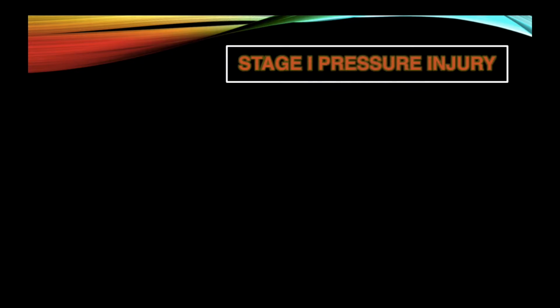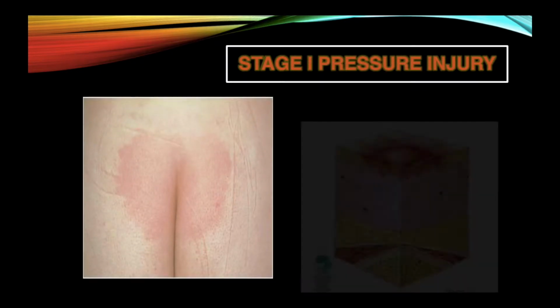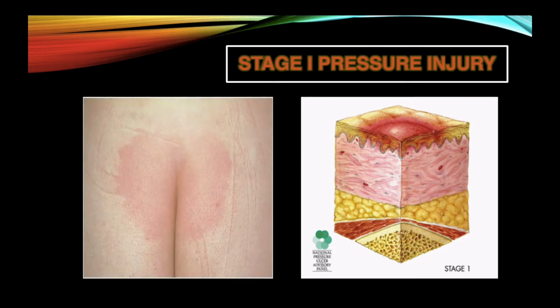Stage 1 pressure injury. There is an intact skin with non-blanchable redness on a localized area, usually over a bony prominence. Darkly pigmented skin may not have visible blanching. Its color may differ from the surrounding area.